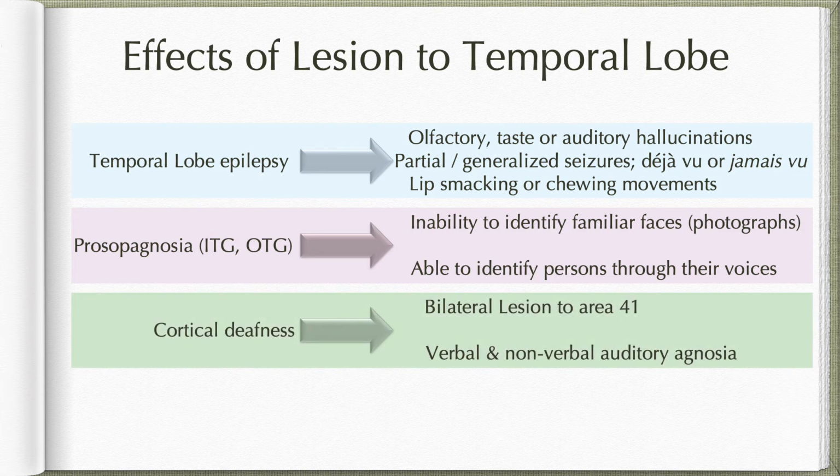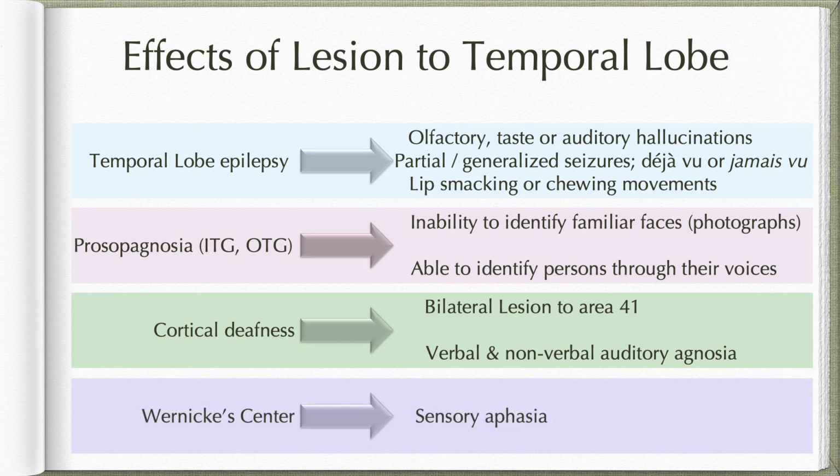Then we have cortical deafness. Now this will result whenever there is bilateral lesion to area number 41. So the person will have both verbal and non-verbal auditory agnosia. He doesn't understand spoken speech or even the non-spoken sound.